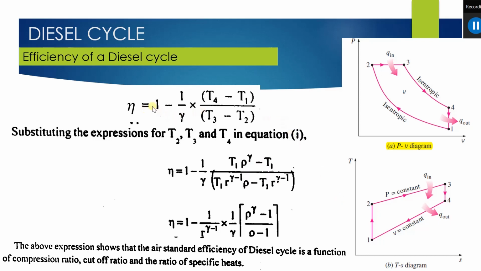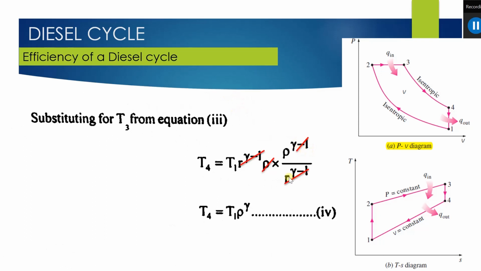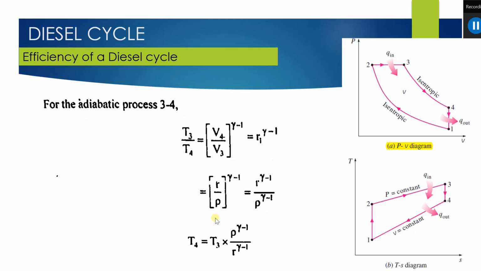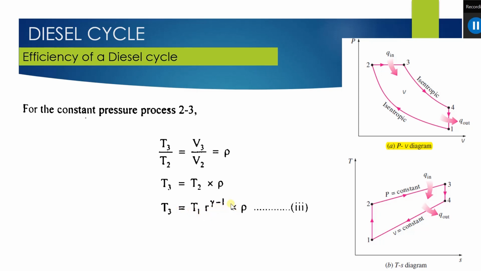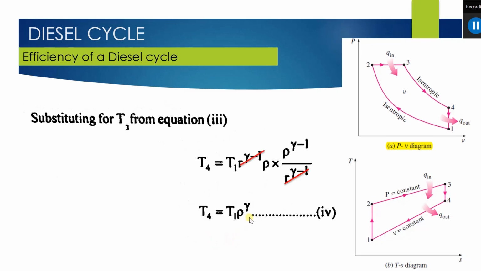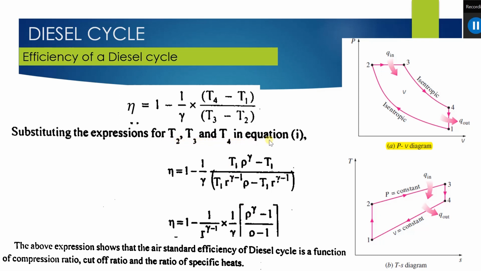So we know that efficiency is equal to 1 minus 1 by gamma into T4 minus T1 divided by T3 minus T2. So substitute the value of T2, T3 and T4 in equation 1. We already know that T4 is equal to T1 rho raised to gamma, T3 is equal to T1 r raised to gamma minus 1 into rho, and T2 is equal to T1 r raised to gamma minus 1. We get efficiency eta is equal to 1 minus 1 by gamma into T1 rho raised to gamma minus T1 divided by T1 r raised to gamma minus 1 into rho minus T1 r raised to gamma minus 1. This gives eta is equal to 1 minus 1 by r raised to gamma minus 1 multiplied by 1 by gamma into rho raised to gamma minus 1 divided by rho minus 1.